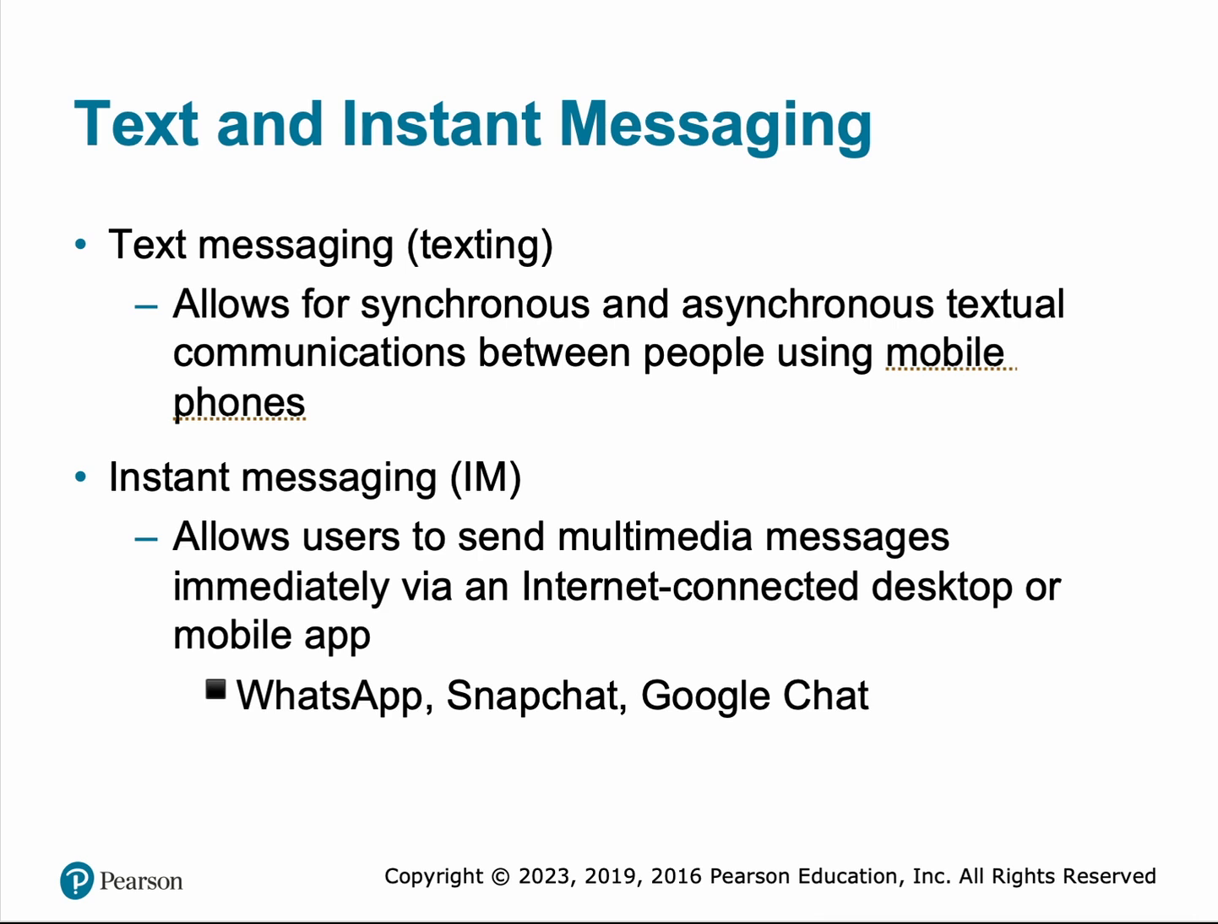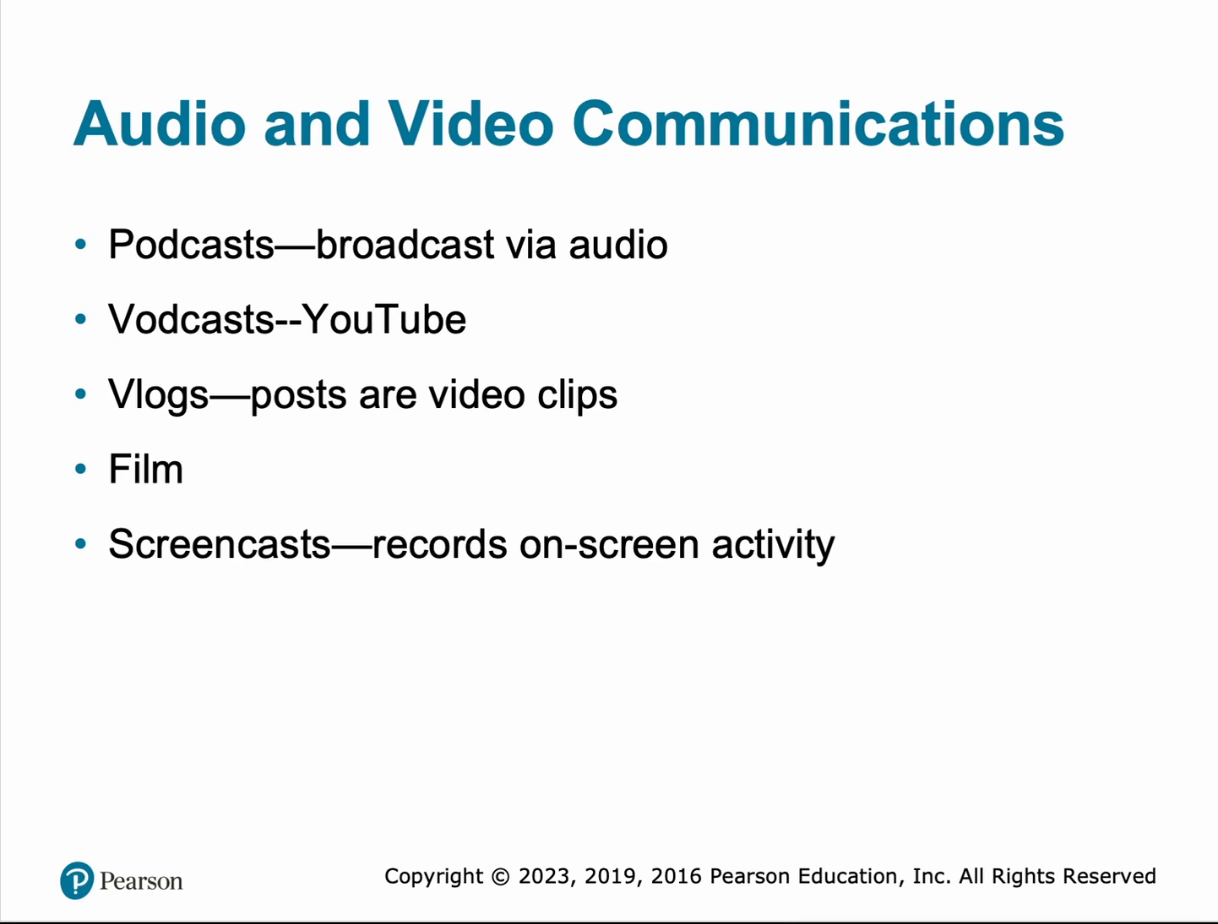Now, I'm sure you guys are very familiar with text messaging or texting, and this allows for synchronous and asynchronous using mobile phones. And then we've got instant messaging, and this allows you to send the multimedia messages via internet or desktop or laptop. Things like WhatsApp and Snapchat and Google Chat fall into that category.